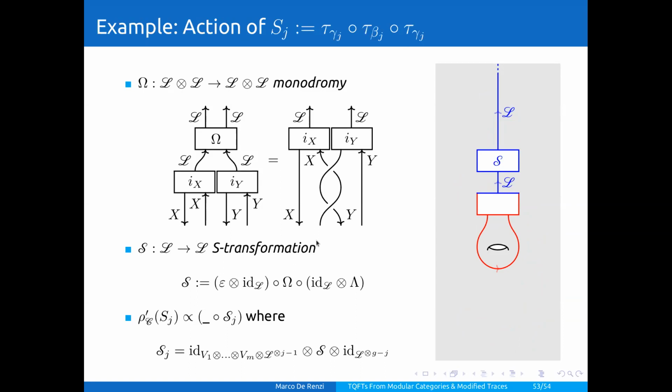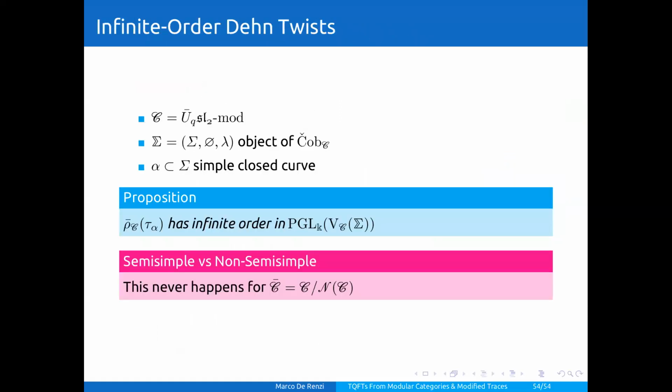And now the very last slide. Let me tell you about a result I kind of announced in my first talk, which is the fact that these TQFTs and mapping class group representations contain more topological information than their semi-simple version. And let me state this result in our running example of U bar q sl2.